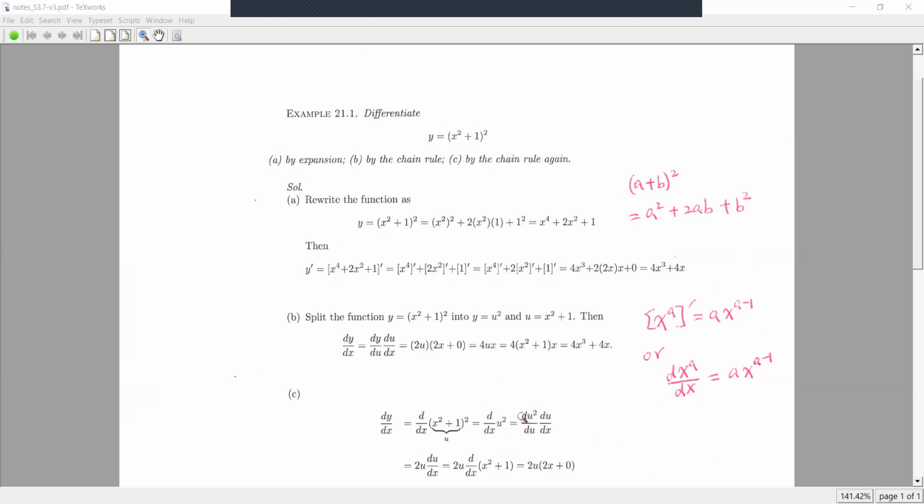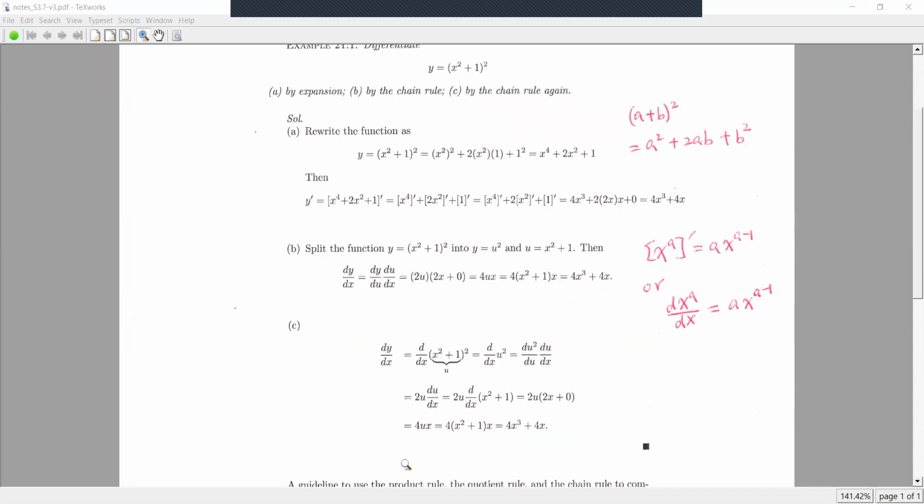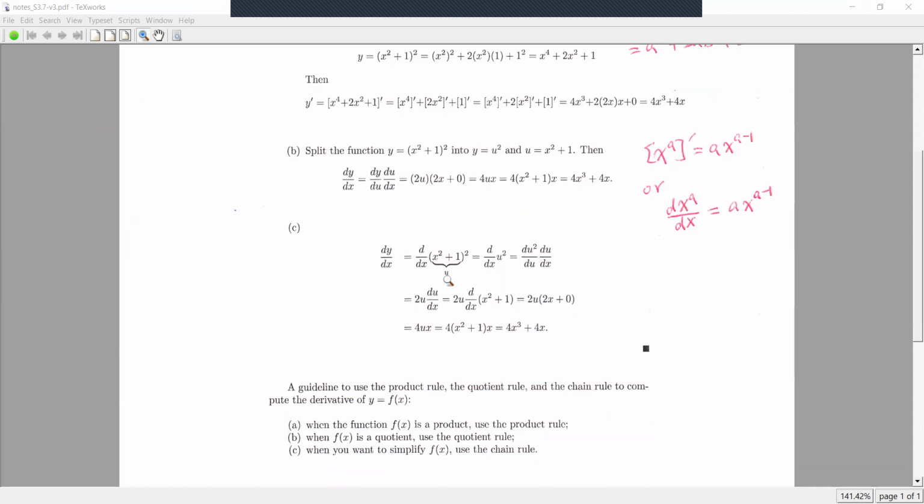Now, d(u squared) over du, this is the derivative of u squared with respect to u. For this derivative, I can apply this formula here. This derivative is 2u. Then I have this equation. Don't forget, u is x squared plus 1. So I plug in x squared plus 1 in the u here. Then I have this equation.